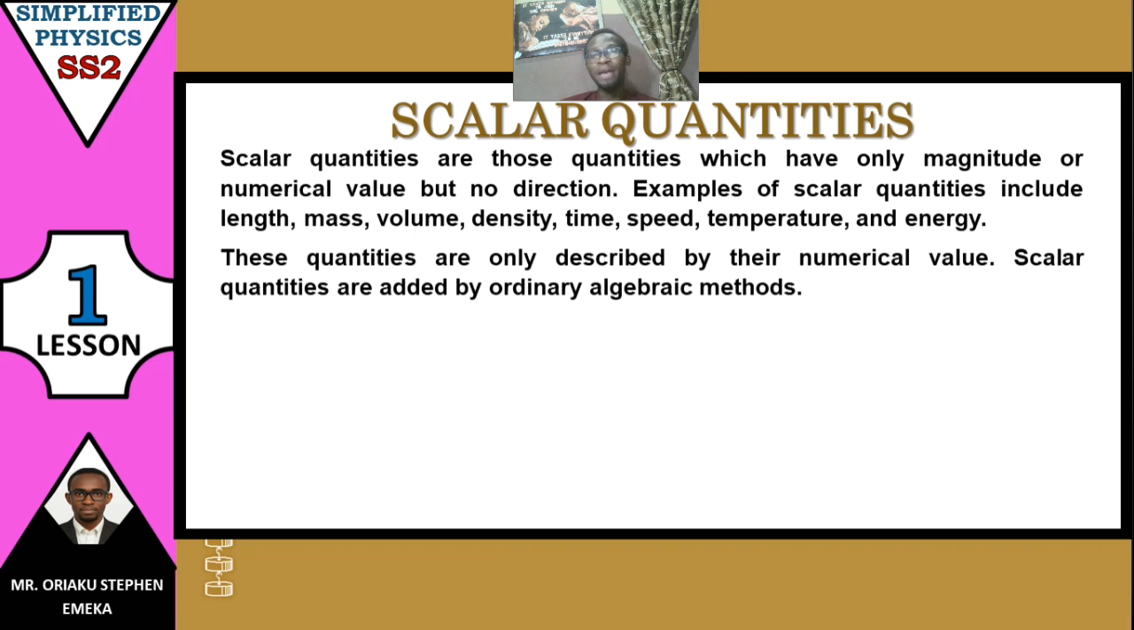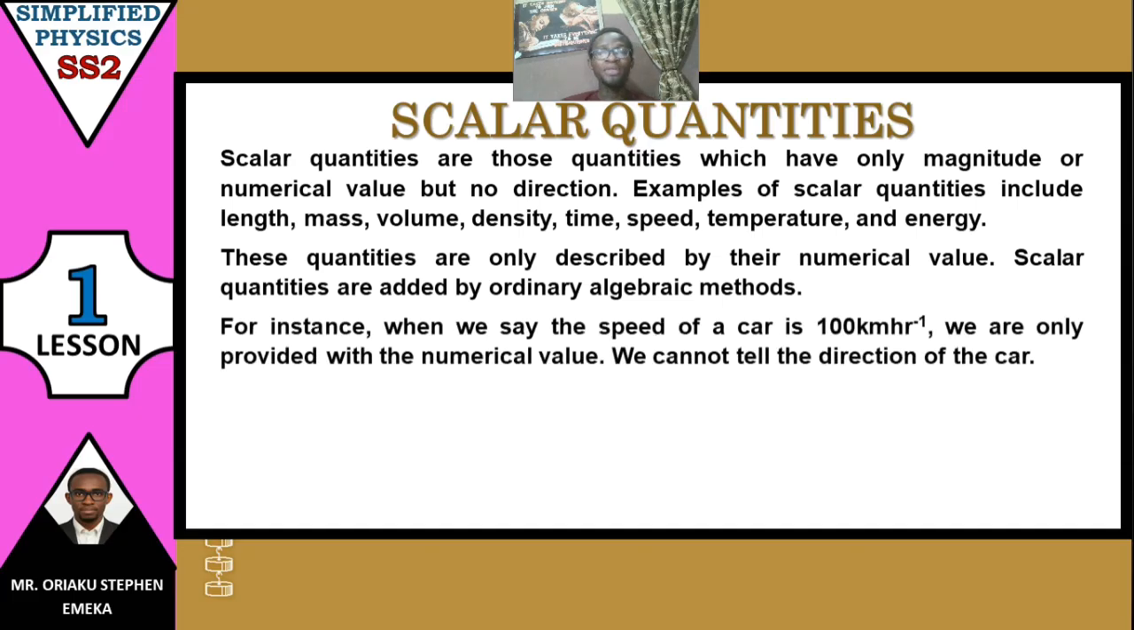So scalar quantities are added by what? Ordinary algebraic method. So just add them together, just like we did in our distance. So distance is one of them. So for instance, when we say the speed of a car is 100 km/h, we are only provided with the numerical value. We cannot tell the direction of the car. So by the time we say the speed of a car is 100 km/h, is it going to the front or going to the back, left or right? We don't know that, because that is just the value.